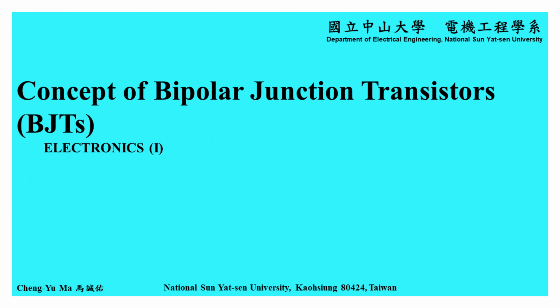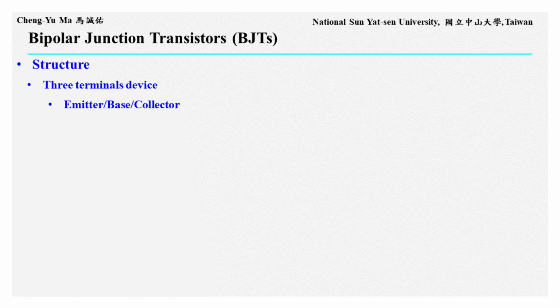Hello, everyone. In this section of Electronics 1, we will introduce the operating concept of bipolar junction transistors, or BJT devices. First, let us introduce the structure of a BJT. A BJT is a three-terminal device. The three terminals are called the emitter, the base, and the collector.